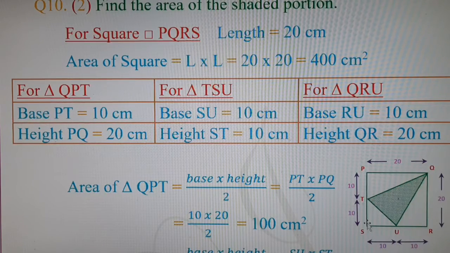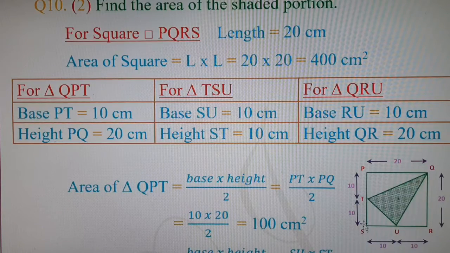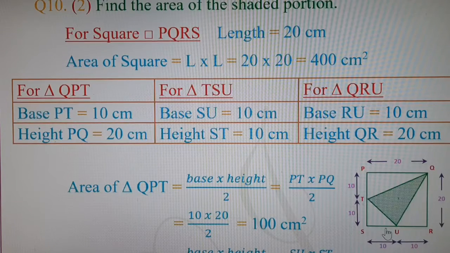Similarly, we have to also find out the base and the height for the other triangle. The other triangle is TSU. Now for triangle TSU, that is this white triangle, we will take SU as the base, so that will be 10 centimeter, and ST we will take as the height, and it is 10 centimeter. Here too, ST and SU form a 90 degree angle, so SU can be taken as the base, and the side which forms 90 degree with the base will be known as the height. So here ST will be the height, that is 10 centimeter, and SU the base.